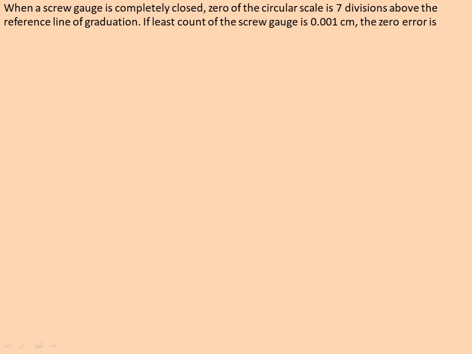The next question is like this. When a screw gauge is completely closed, zero of the circular scale is 7 divisions above the reference line graduation. Suppose this is our reference line, so 7 lines are above the reference line. So when we are having above such an error, you will call that as negative error in the case of screw gauge, and the corresponding correction what you have to do is, that will be positive correction.